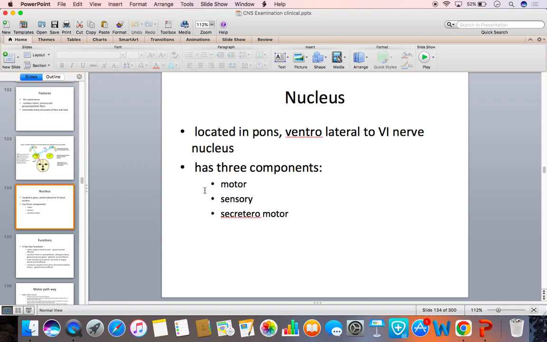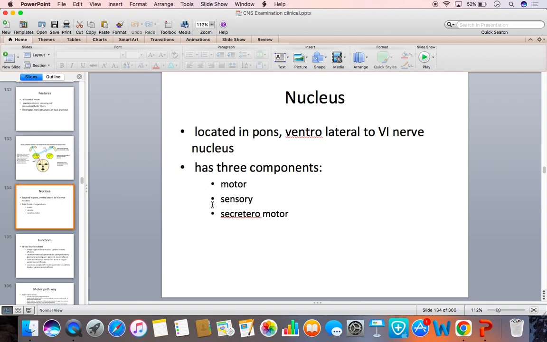As I told you, the nucleus of the facial nerve is located in the pons, ventrolateral to the nucleus of the sixth nerve. It has the motor, sensory, and secretory motor components. Motor in turn has two components, the dorsal motor nucleus and the ventral motor nucleus.